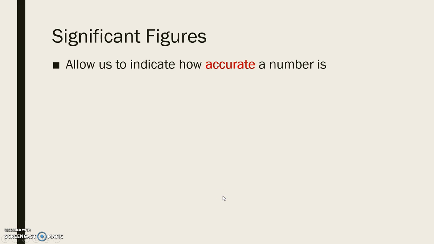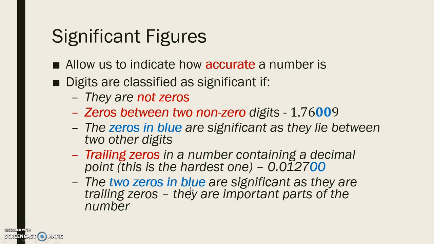The last thing we need to talk about with standard notation or scientific notation at this point is significant figures. That lets us determine how accurate a number is. So digits are classified as significant if they are not zeros in an answer, or they are zeros between two other digits. So here, that's our significant figures. And then they have trailing zeros. Now I said this is the hardest one, but it's not really that much harder than the others. This just determines our significance or how accurate our answer really is.